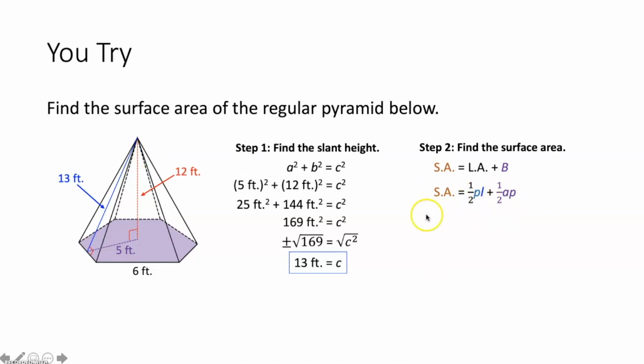The perimeter of our base, we know is just going to be 6 feet times 6 sides, so 36 feet. The slant height we now know is 13 feet. That's going to go in for L. The apothem we see is 5 feet, so that goes in for A. And P, again, is the perimeter of your base, which is 36 feet.